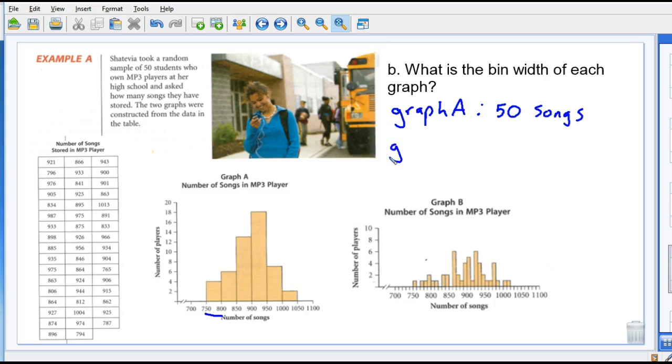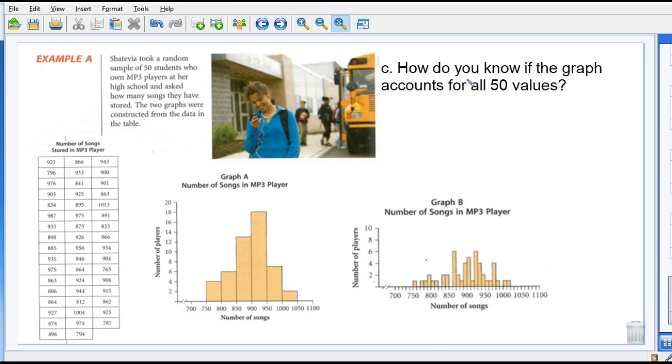All right, and then if we're looking at graph B, let's look at that one right now. We go 750, 1, 2, 3, 4, 5, 6. Let's see if we can figure out where they are at. 750 would, well, 700 is right there. So we have 1, 2, 3, 4, 5. Okay, so that means every 5 we're going here. So that means the bin width is going to be 10 songs. All right, so each one is going to contain 10 songs.